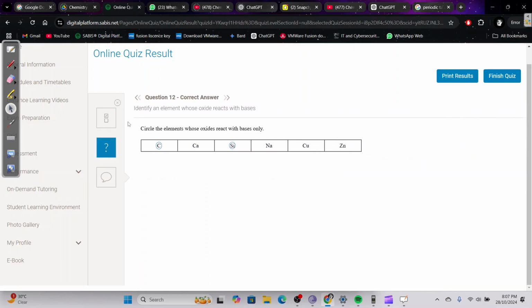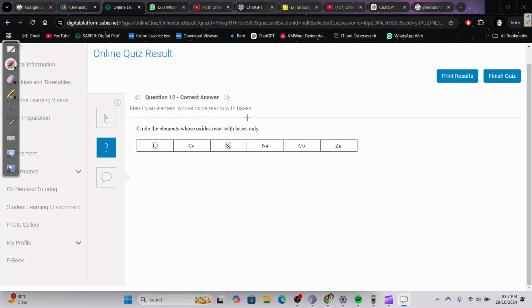Now back to this question that finally works. Check the elements whose oxide reacts with bases only. Bases only means that it's acidic, so this is a non-metallic oxide. Carbon's a non-metal. This one's a metal. Calcium's a metal. Silicon's a non-metal. You circle it. It's a transition metal, but just put it. Na is a metal. Copper is a metal, and zinc's a metal. So it's only these two.